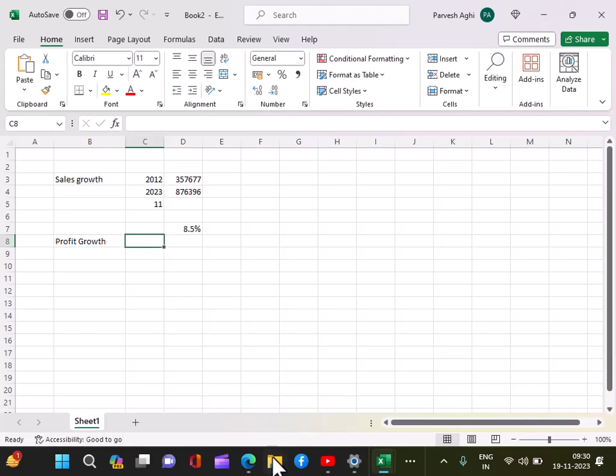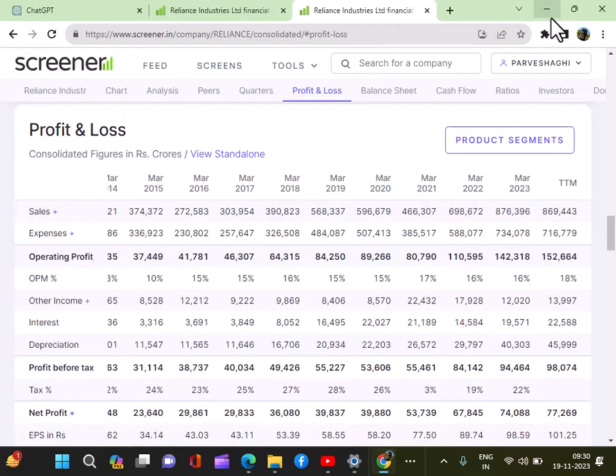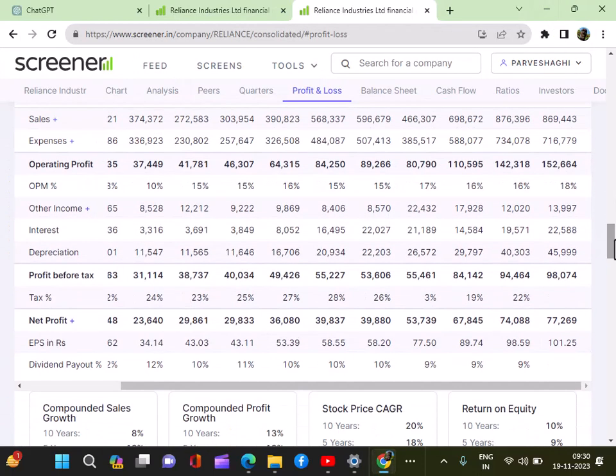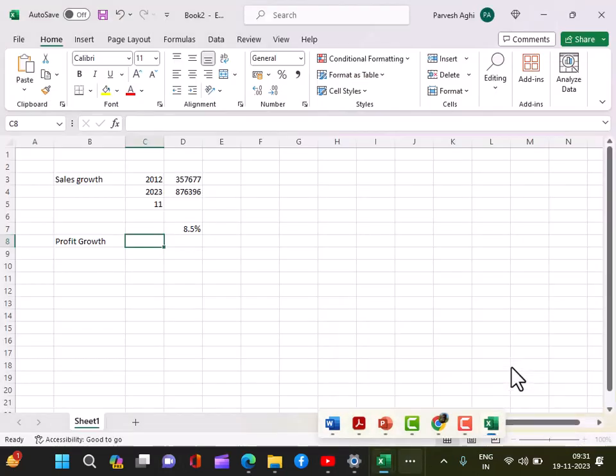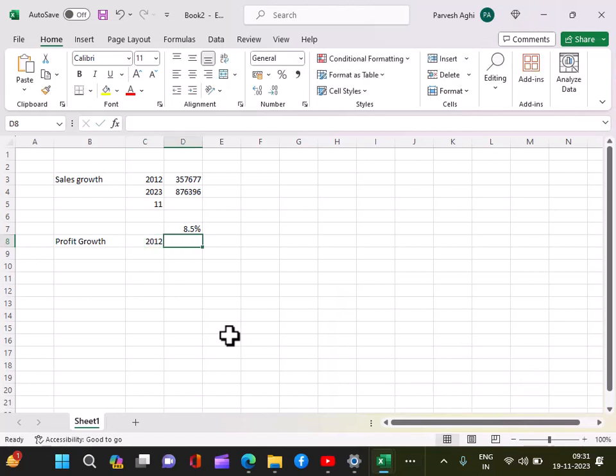Tell me the net profit now. If you look at the last figure, which is the net profit, give me the net profit. In 2012 it is 19717, and in 2023, 77269. How much is it?